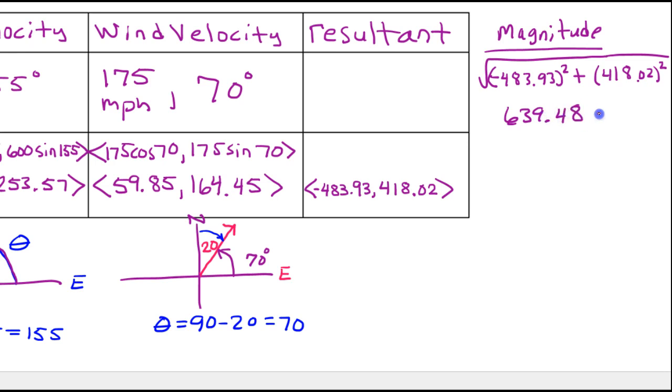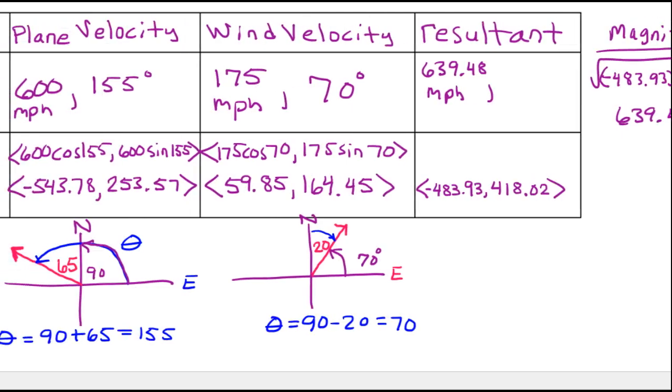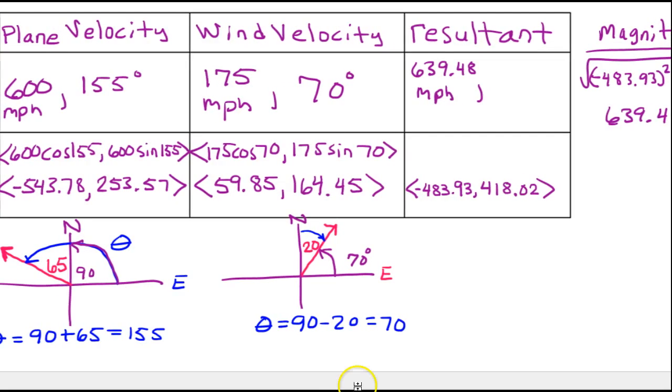Okay, that's the magnitude, and this is miles per hour. So I'm going to put that on my chart as well. So the resultant speed is 639.48 miles per hour. All right, now we need to find the direction, just like we had for the plane velocity and the wind velocity. All right, we want to find the direction.